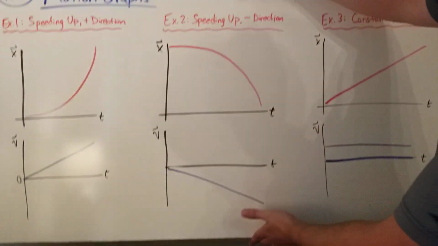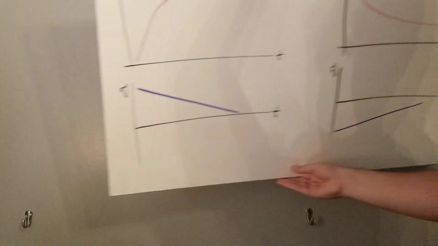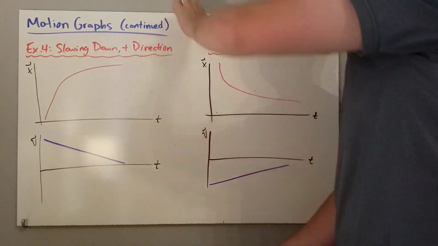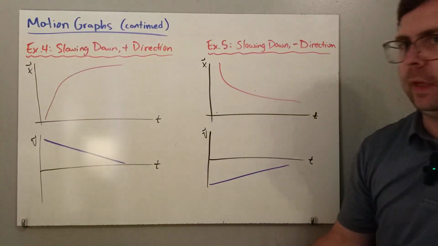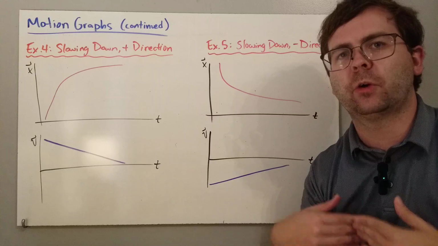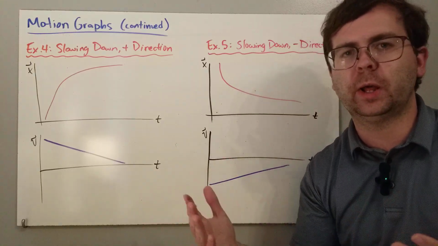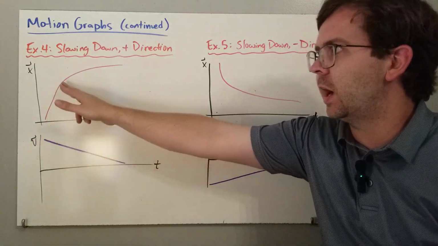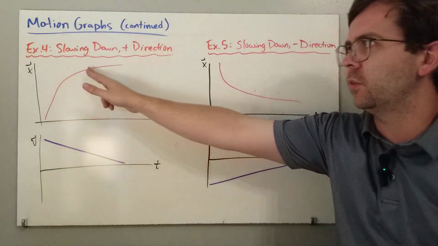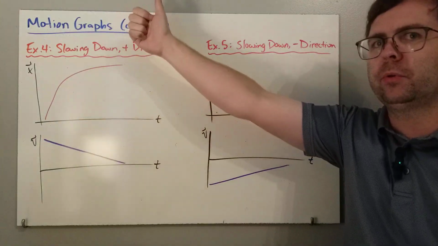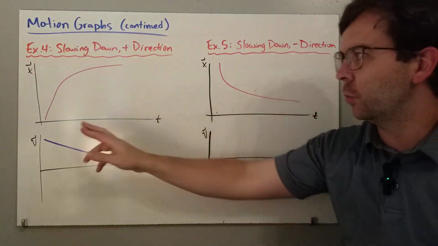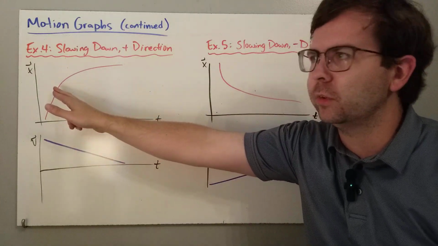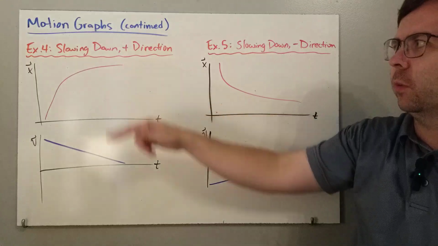Let's look at a few more examples of motion graphs. So what about slowing down? What would that look like on a motion graph? So when something's slowing down, that means necessarily it started out fast. If you're going to slow down, you have to start out going fast. So starting out fast means you have a very high slope at the beginning, and then it gets slower and slower. In this case, we're going up, so it's in the positive direction. So we start out with a high positive velocity and then get slower and slower and slower.